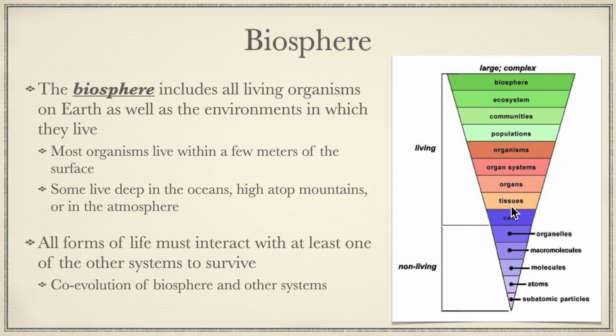Tissues that make up the different organs, and then cells. And then below cells, we're talking about things that aren't really alive by themselves anymore. So you have organelles, which are small organs, basically, in the cells, like mitochondria and ribosomes, etc. Macromolecules, which are just large molecules. Molecules, which are smaller molecules. Atoms, and you get down to subatomic particles. So this is a whole hierarchy, all the way from subatomic particles up to the biosphere.